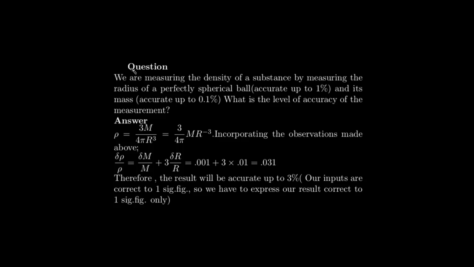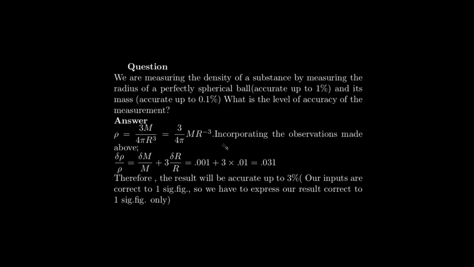Question: we are measuring the density of a substance by measuring the radius of a perfectly spherical ball accurate up to 1% and its mass accurate up to 0.1%. What is the level of accuracy of the measurement? Answer: rho equal to 3m by 4 pi r cubed, which is equal to 3 by 4 pi into m r to the power of minus 3.